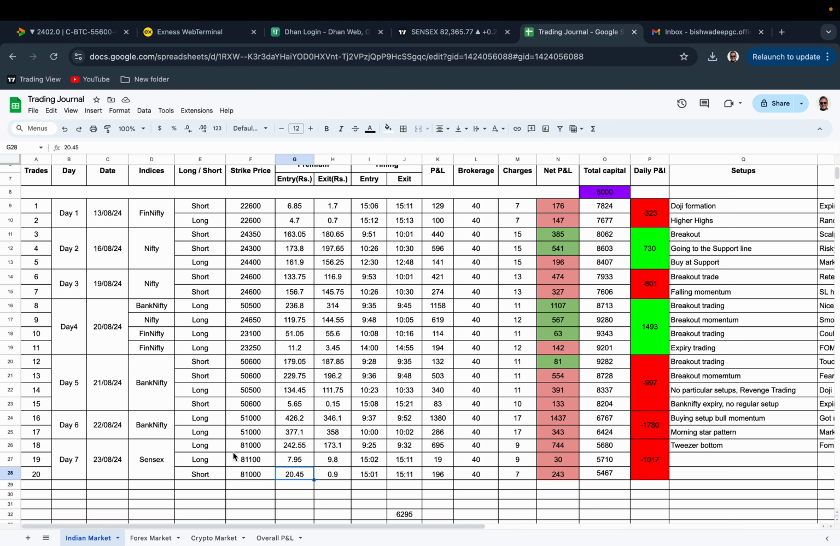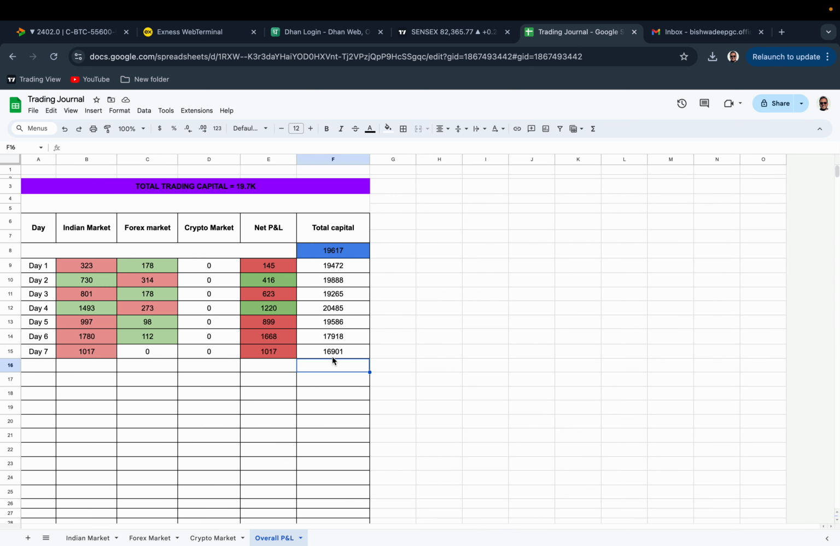And on day 7 I didn't take any trade on the forex market or the crypto market. So the total loss that I faced is 1017, and the overall PNL is coming down to 16,901, where I started from 19,617. So I have already lost 3,000 rupees, even though I'm learning something each and every day.